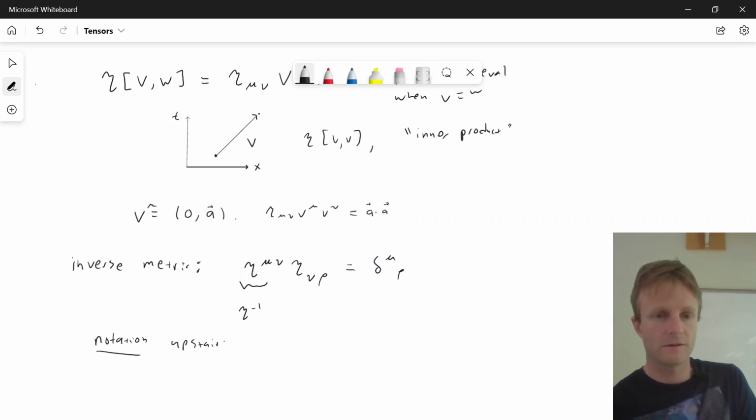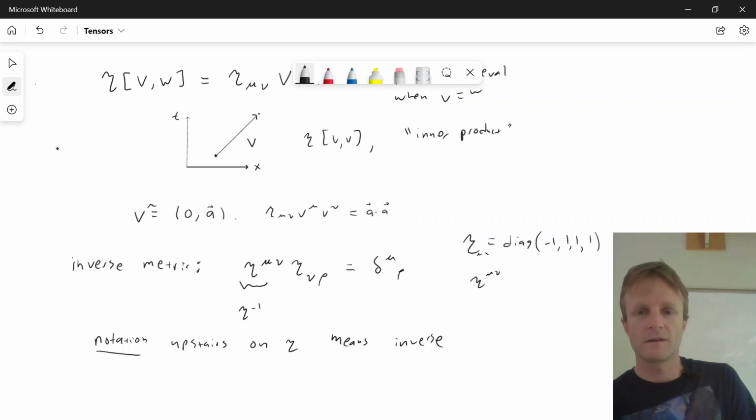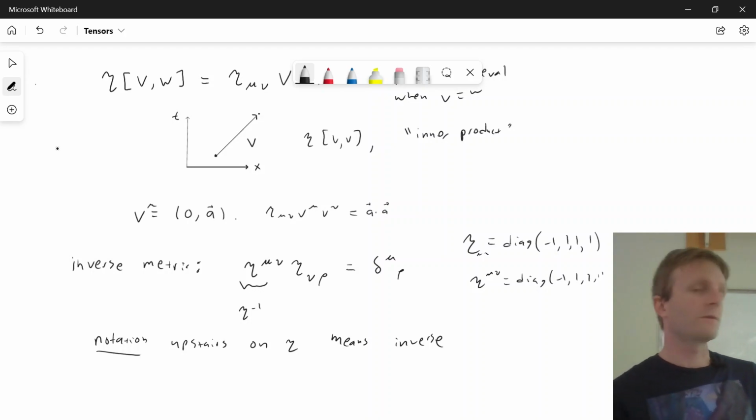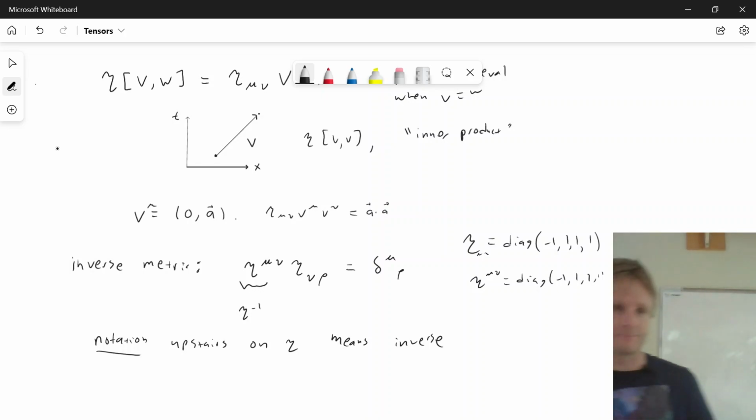Upstairs on eta means inverse. Now, eta is its own inverse, right? Because this metric is diagonal -1, 1, 1, 1, and so is eta upstairs. Same thing. But in curved space, that won't be true, and we will need the difference. So remember this notation: if I put the indices upstairs on the metric, that's called the inverse metric.